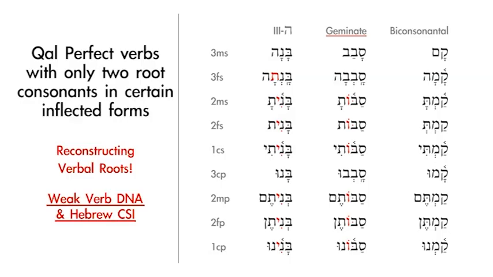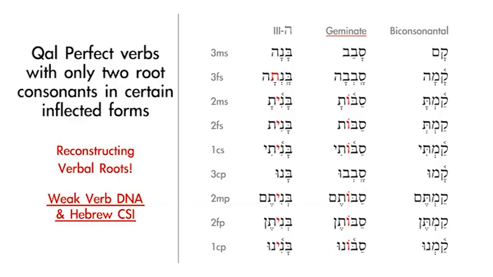It's very important that you're able to reconstruct these verbal roots because the verbal root contains the semantic information. And you can't look up the word in the lexicon without the verbal root. So you need to know what the root letters are. That's why in parsing, it's always important to identify the root letters. If you can, on this page, distinguish between third hey, geminate, and biconsonantal verbs, you'll be in good shape for reconstructing verbal roots, and you'll have your Hebrew CSI skills sharp.